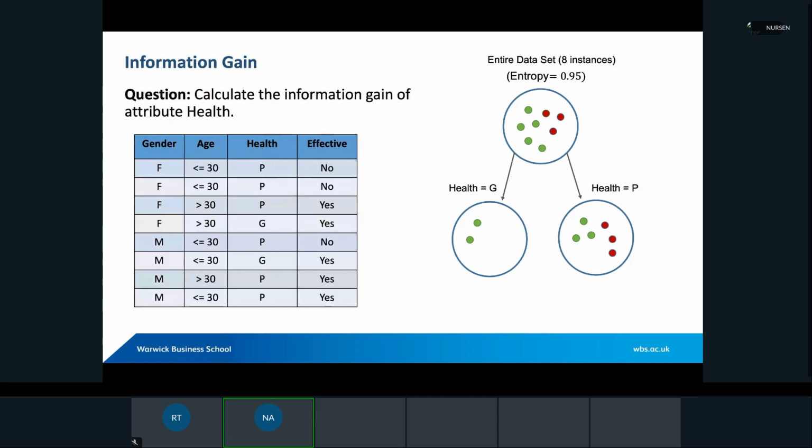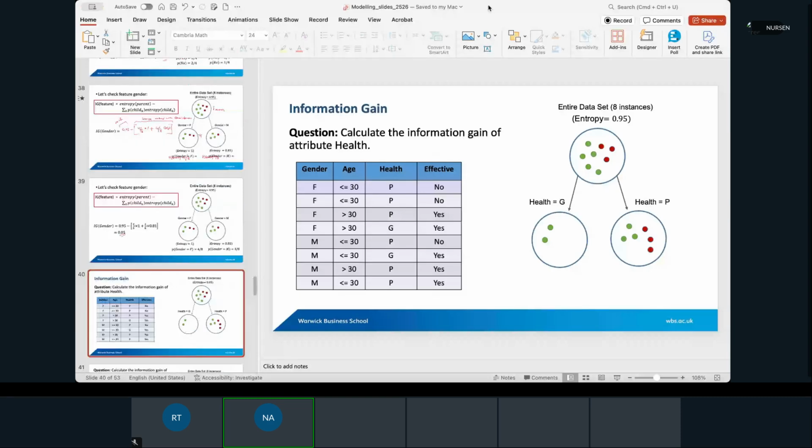Okay. Now, let me ask you a question. What is the entropy of knowing health? So let's check the categories in health. We have poor and good, and the children are already here. So can you make a guess? Can you calculate the entropy and information gain by knowing health? Let me give you a few minutes.